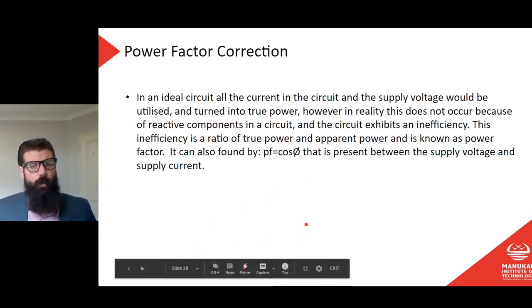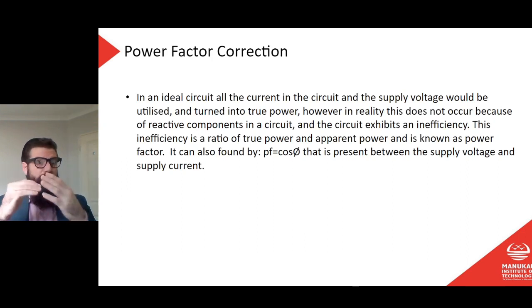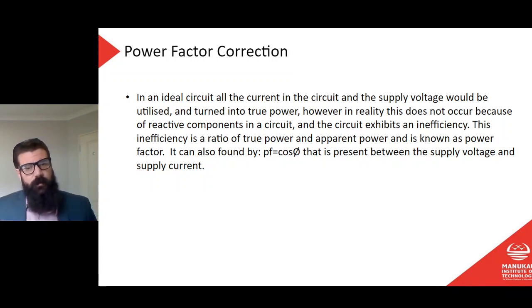In an ideal circuit, all the current in the circuit and the supply voltage will be utilized and turned into true power. So just like I said, we want to minimize the reactive power so that our apparent power and true power are as close as possible. However, in reality, this does not occur because the reactive components in a circuit just exist, so we have to deal with it. And the circuit exhibits an inefficiency.